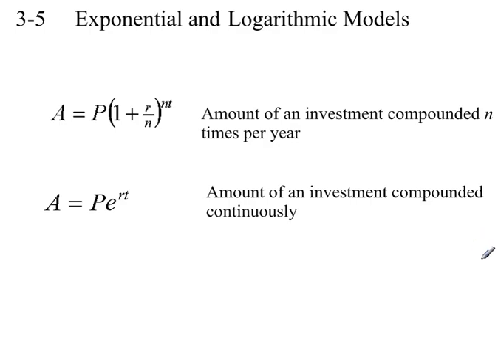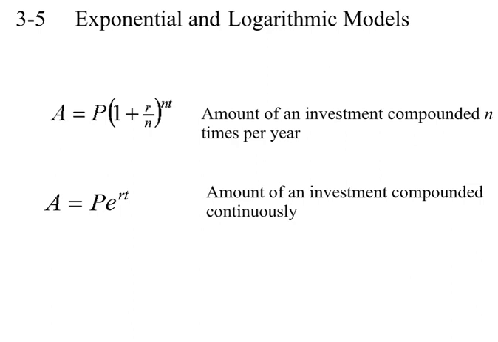So exponential and logarithmic models. On our first day of this unit, you saw some equations like this. So this first equation tells you the amount of an investment, or the amount you have in the bank, that's compounded n times per year. So we've got the final amount, which is A, P is your principal, r is your interest rate, t is the time in years, and n is the number of times you get interest per year. If that investment is compounded continuously, your final amount equals the principal times e to the r times t, the rate times the time. Okay, so we're going to be referring to these.